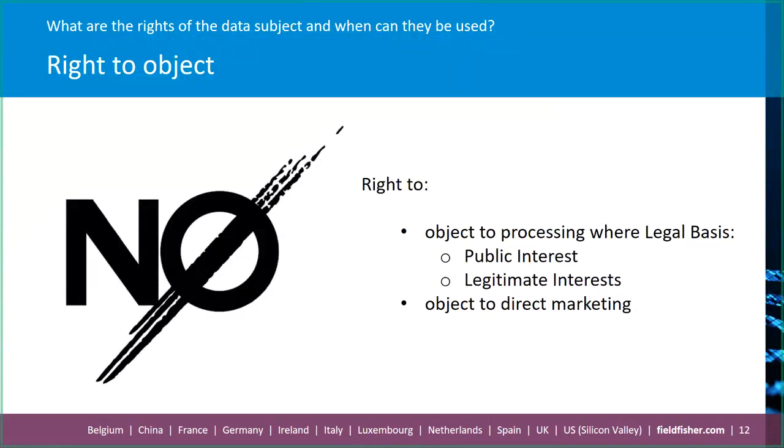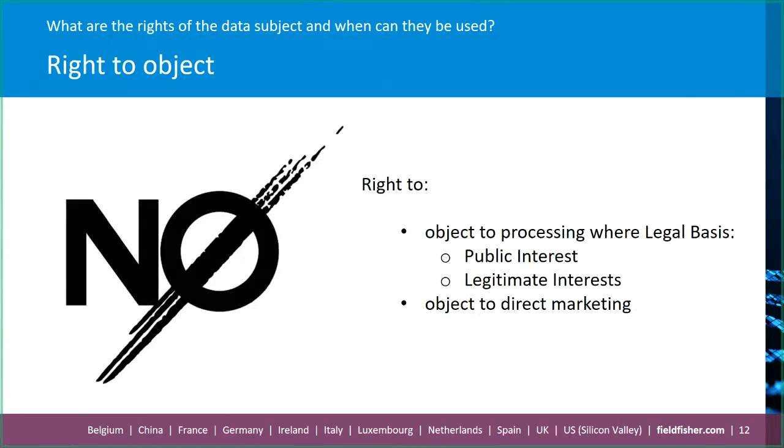So the first one of the less common rights is the right to object. And this is split into two. Firstly, you have the right to object to processing in general terms, where the legal basis is either the public interest of the controller or it's in the controller's legitimate interests. You remember legal basis was discussed in part 3. In either of those, the controller will need to demonstrate compelling grounds to override your objection.